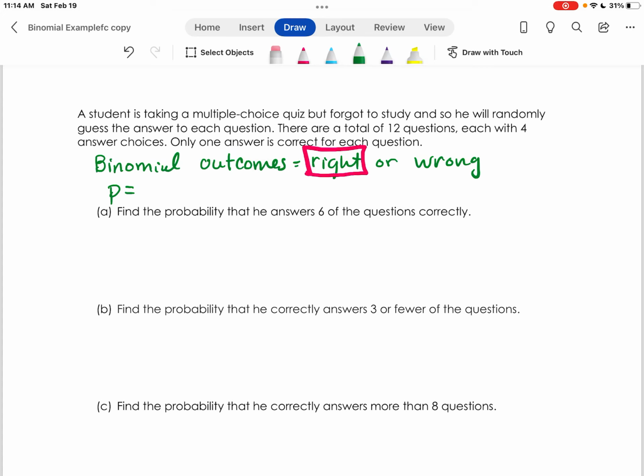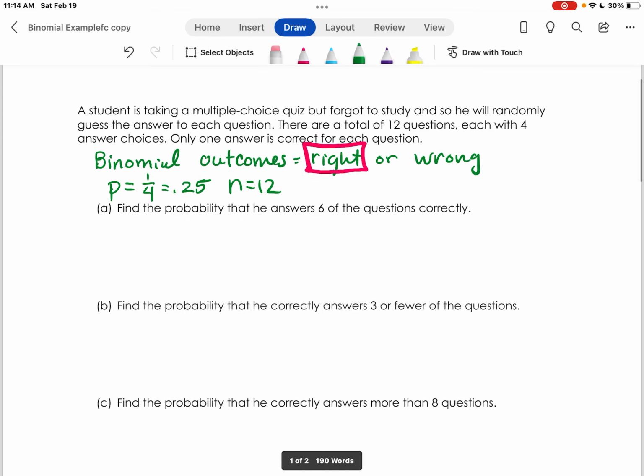So the probability that he guesses it right, since there's 4 answer choices for each question and only one has the correct answer, he only has a 1 in 4 chance of guessing each question correctly. And we'll label that in decimal form, which is 0.25. Our number of trials is going to be 12 since there's 12 questions. He's doing this 12 times.